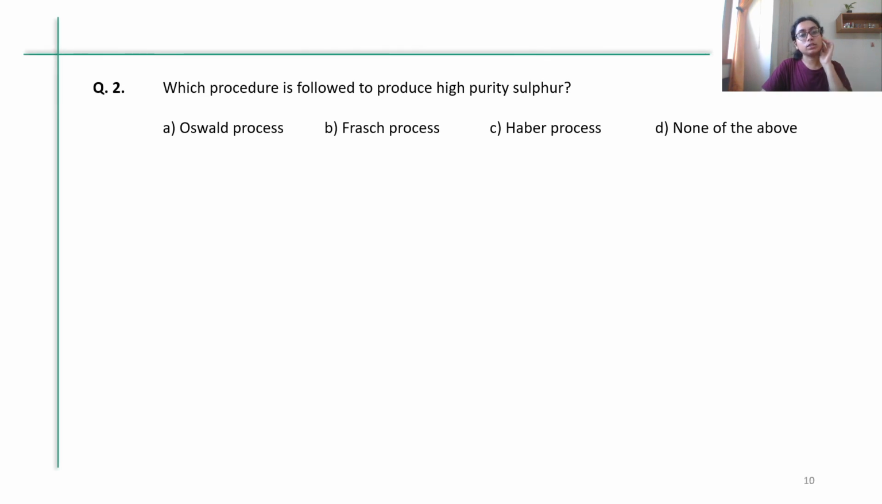Moving to the next question. Which procedure is followed to produce high purity sulfur? Oswald process, Frasch process, Heber process, none of the above. So the correct answer is Frasch process. Oswald process is basically to produce nitric acid, Heber process is for production of ammonia, and Frasch process is for production of sulfur.